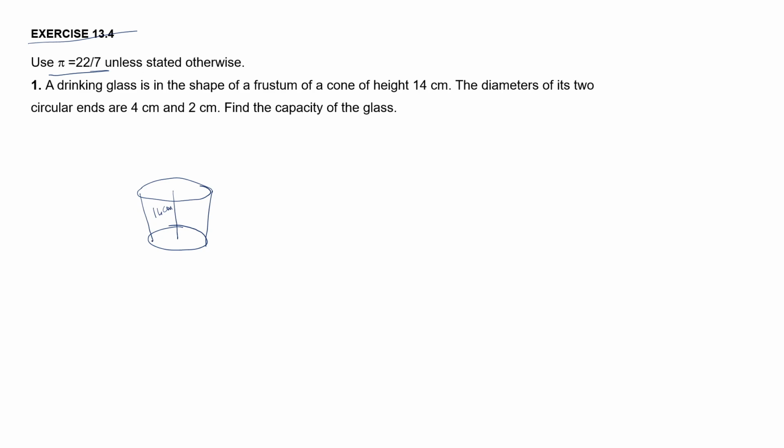The diameters of its circular ends are given as 2 and 4, since it is small. So that means this radius is 1 centimeter and this radius is 2 centimeter. Find the capacity of the glass. Capacity is nothing but volume, so the volume of the glass means the volume of the frustum.